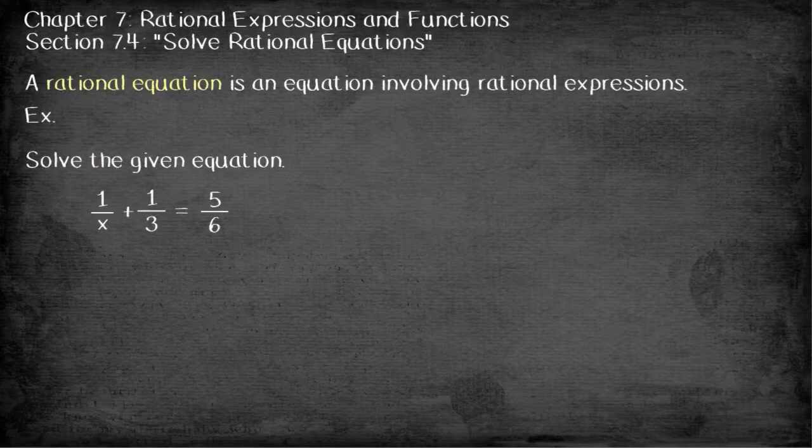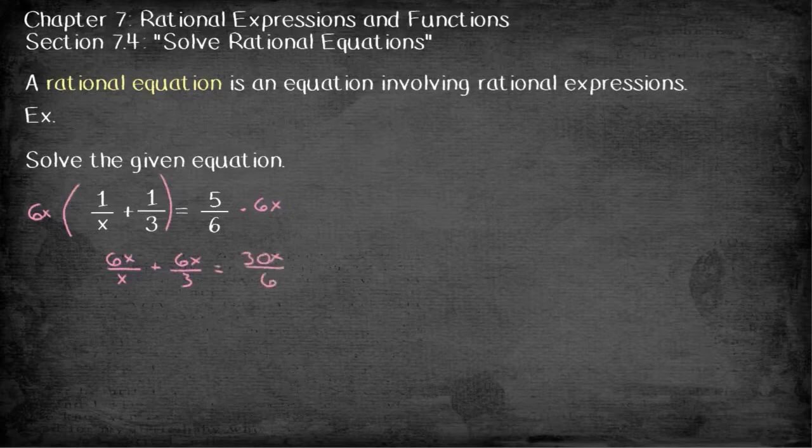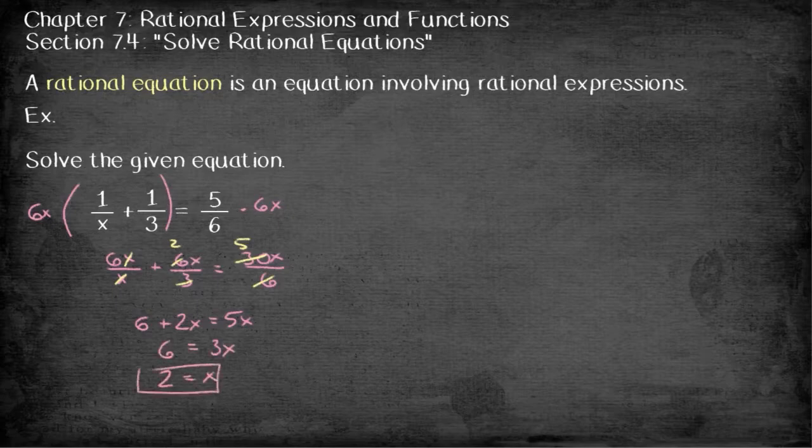So here's an example. Now, if we take the equation and we find a common denominator, which in this case would be 6x, we can multiply both sides of the equation by 6x. We are left with 6 plus 2x equals 5x. We can solve that no problem. 2 equals x. So that's not so bad.